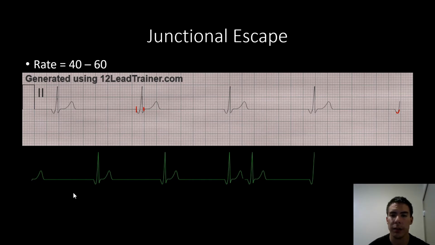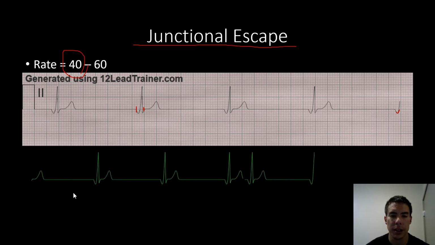We have inverted P waves, or no P waves if you don't see them. Our PR interval is short, and our QRS is normal. That tells us this is a junctional rhythm. So all we need to do to figure out what type is look at the rate again, which is 40. So that tells us this is a junctional escape rhythm.